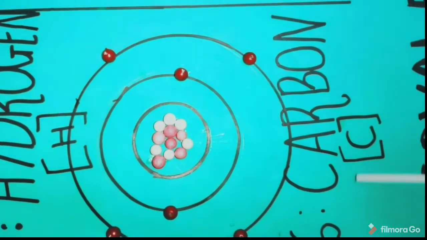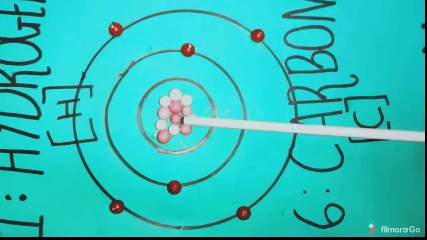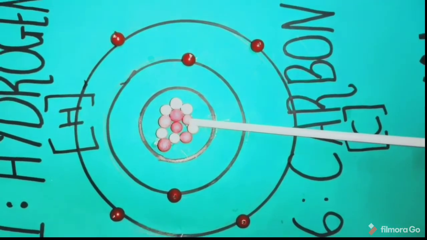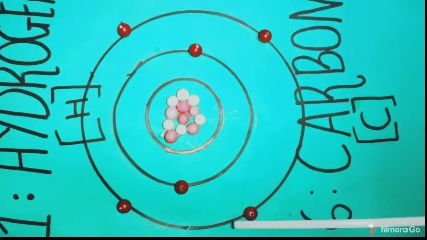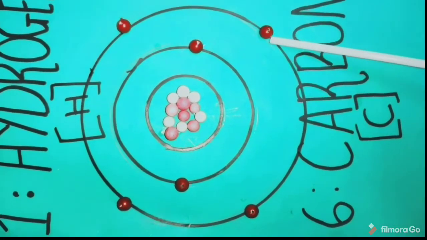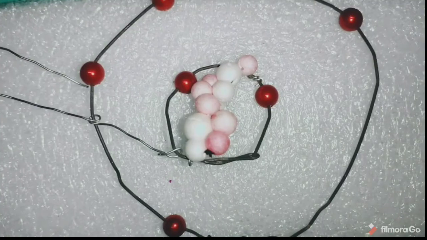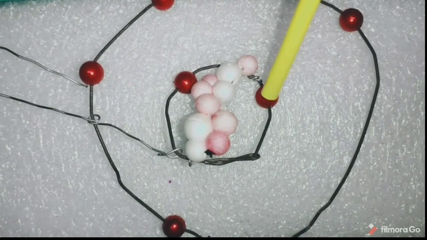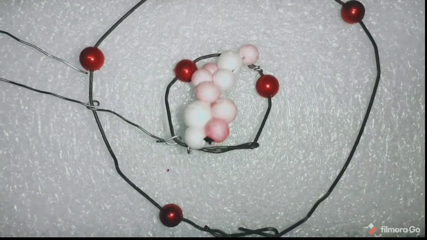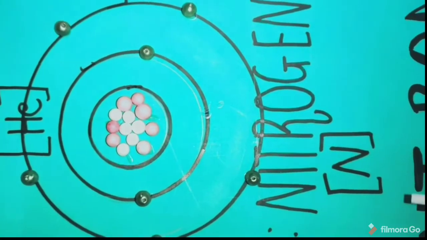So the sixth element is carbon. It has 6 protons plus 6 neutrons in the nucleus and a total of 6 electrons, 2 in the K shell and 4 in the L shell. And here 4 is the number of valence electrons. So this is my carbon model and here I have 2 in the K shell and 4 electrons in the L shell.